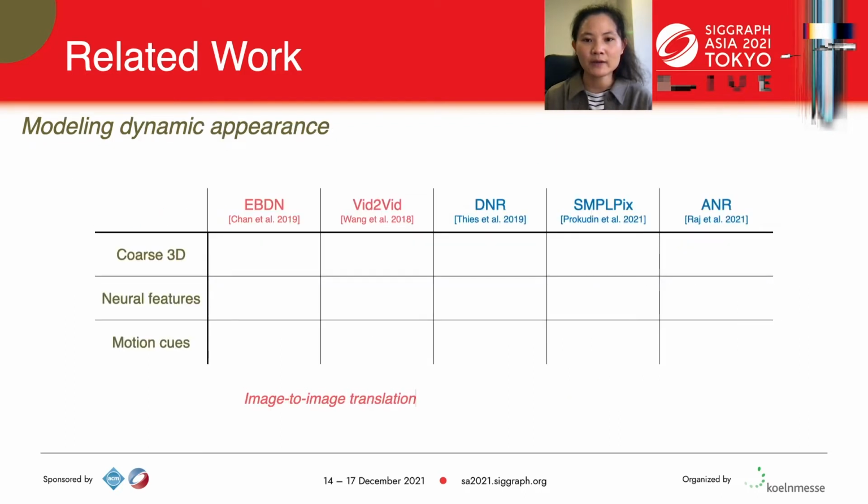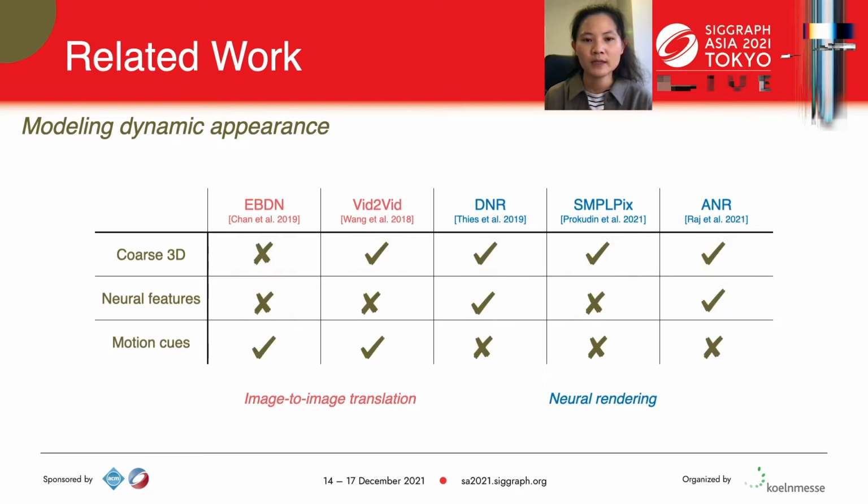Image-to-image translation methods have shown incredible success recently in terms of translating images from a particular domain to another. Meanwhile, neural rendering is a promising breakthrough, where deep neural features are learned for controllable image synthesis, including viewpoint change and modeling deformations. Here we classify those methods with respect to three factors they use in their processing: coarse 3D, neural features, and motion cues.